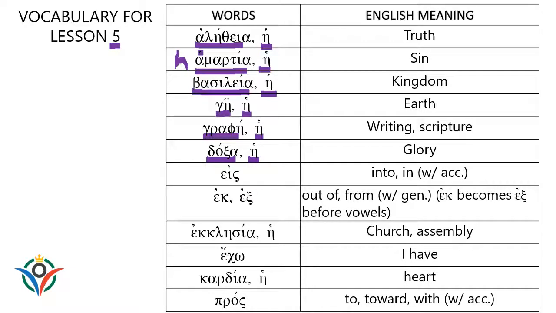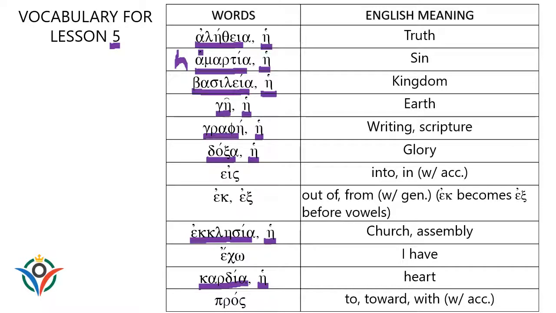Then just moving down here, let's carry on with the rest of our first declension nouns. And then we have ecclesia, hei, which means church or assembly. And then we have cardia, hei, which means heart. All right, so those are all the first declension nouns that you need to memorize.